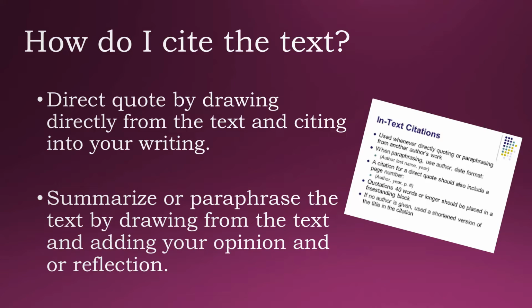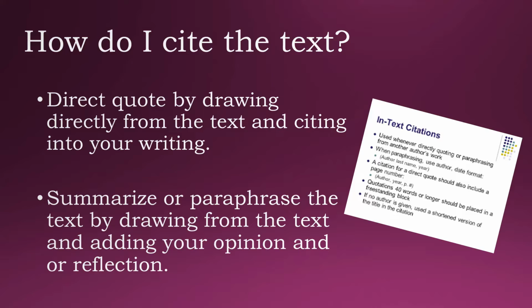We cite text generally in two ways. The first way is a direct quote. A direct quote is where we take from the text directly as it is written and place it in our writing. We're going to see some examples in just a moment.